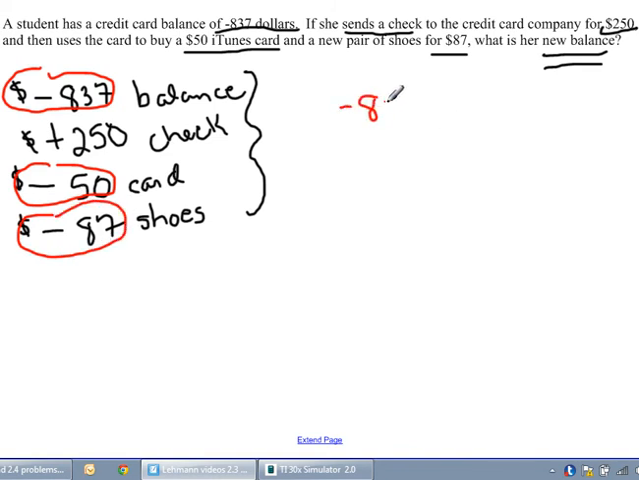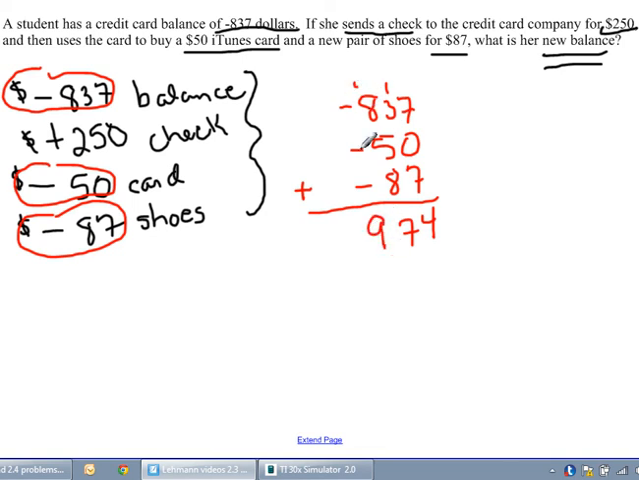Negative 837, negative 50, and negative 87. We're going to be adding all those negative numbers together because they're all negative. I'm just going to add them up and keep my answer negative. So when we add our way down, 7 and 7 is 14, carry my 1. 3 and 1 is 4, plus 5 is 9, plus 8 is 17, carry my 1. And then 8 and 1 is 9. And remember, those are all negative values we just added, so that gives us the negative 974.